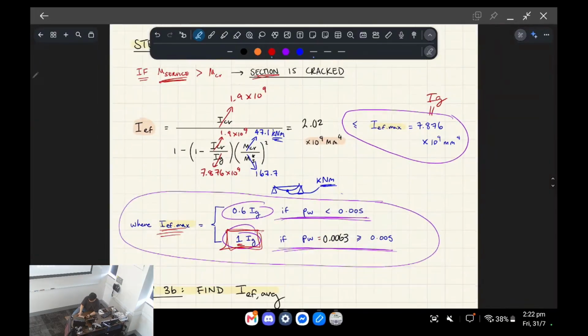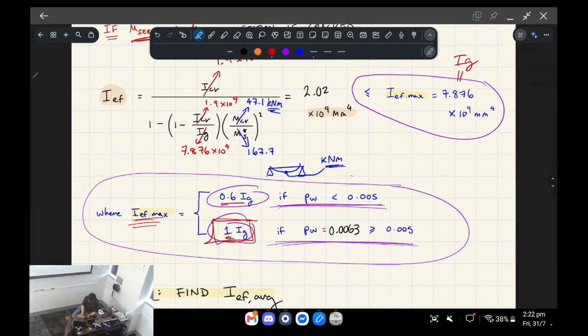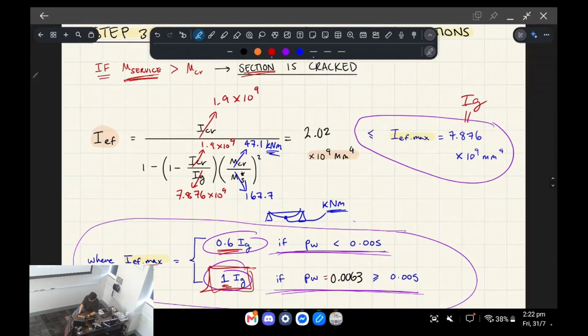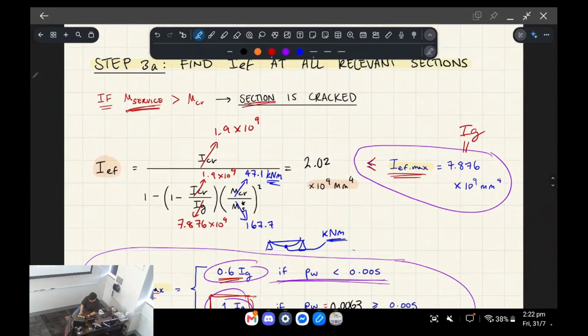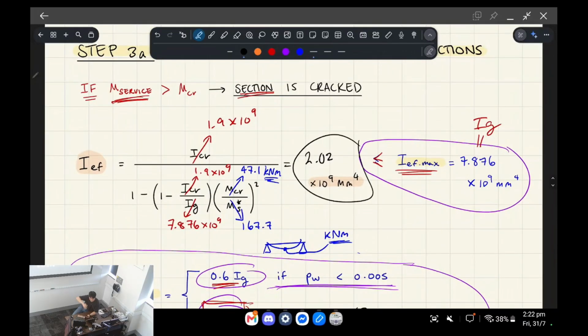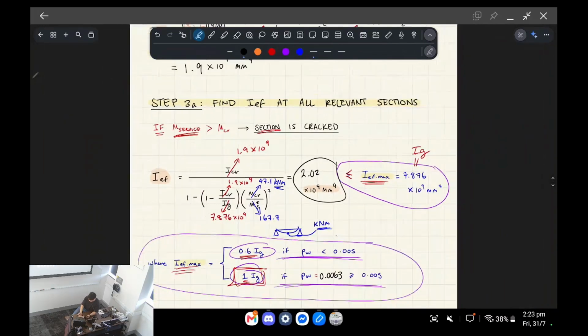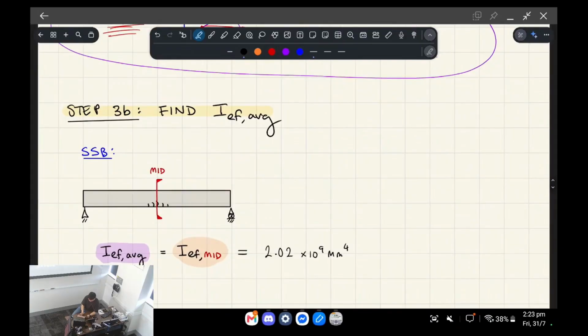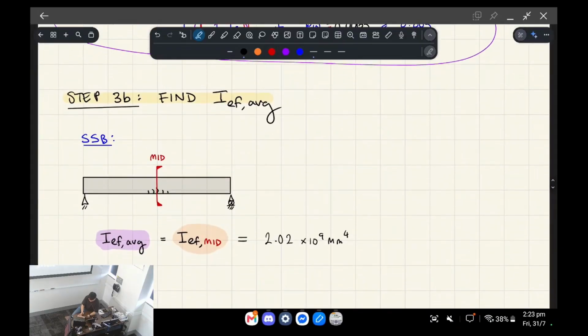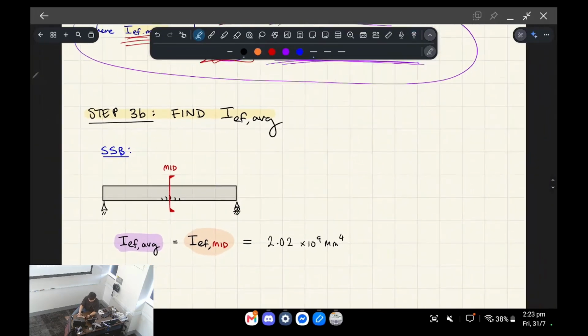Okay, however, if your reinforcement ratio is too low, the idea is you have to take 0.6 IG as the max. So this max is basically an upper limit of what the stiffness is allowed to be. Okay, but since our stiffness falls under that max value anyway, we don't need to change any numbers around. Okay, so now we find the effective moment of inertia average, which is basically saying you average potentially multiple points along a beam, but for us, we've only got 1 point because we've got a simply supported beam.